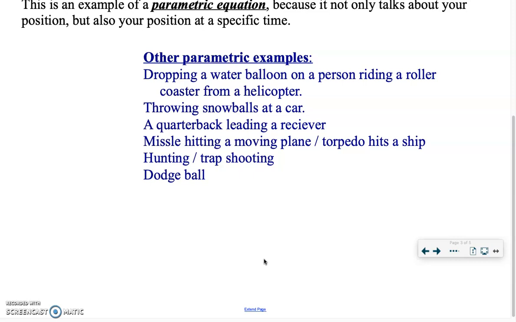Missile hitting a moving plane, a torpedo hitting a ship. If you're hunting or trap shooting or something like that, again, basically what we're getting at, dodgeball, we say, yeah, if you're stationary, you probably suck at dodgeball. Again, you're going to be moving around. You have to hit moving targets. And that's what these parametric equations are really going to be emphasizing, is we have moving targets. They're moving at certain rates, so at different times, people or objects are going to be at different locations. Okay? So that's what we're talking about. No, we're not getting into all of these crazy word problems, but that's what we're saying is that we could.